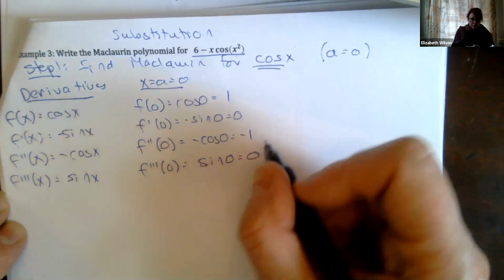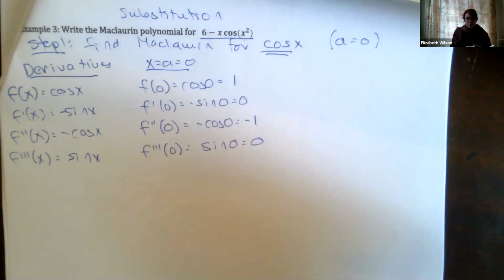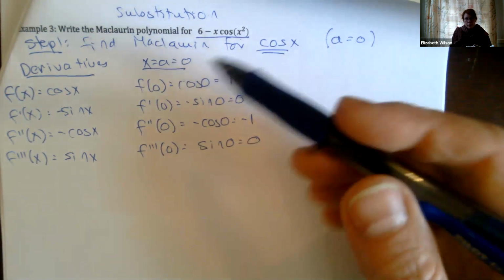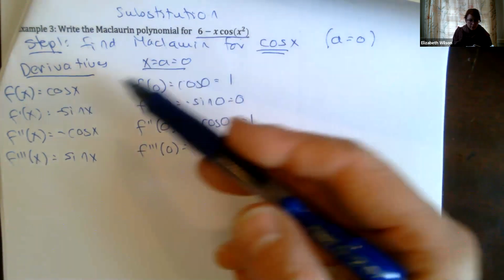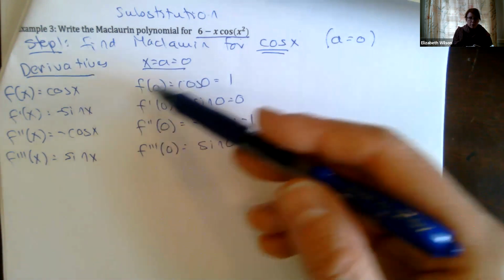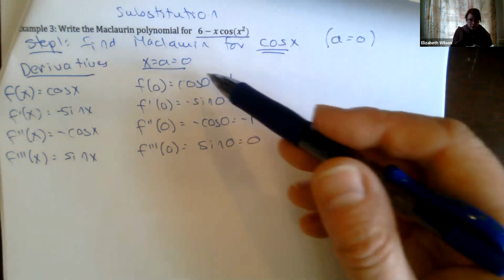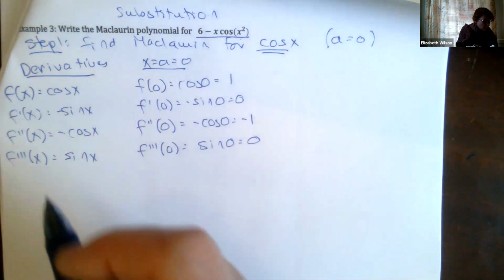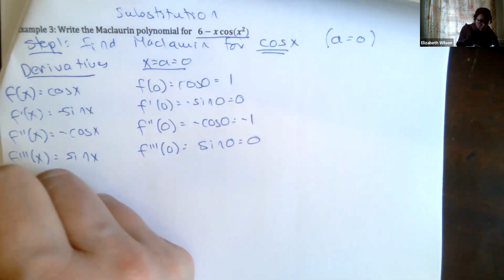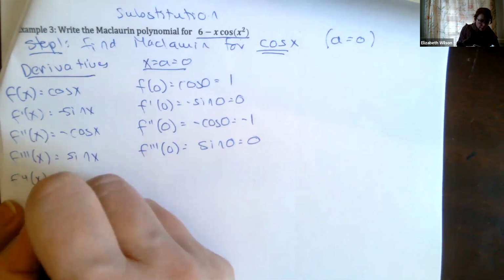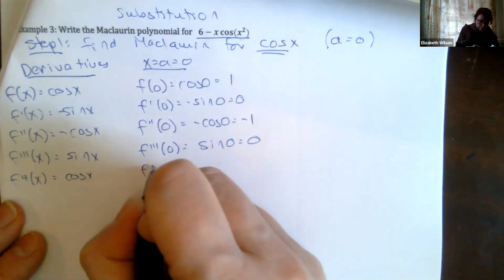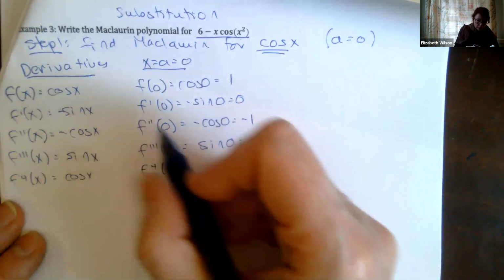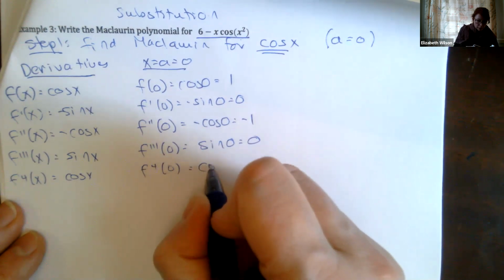Now, why am I doing this instead of just pulling out the Maclaurin series for it? Because on an exam, we're going to want to see that you understand the process. So go ahead and get in the habit of making this table for the derivatives and then evaluating that at your a value, whatever your a value is. Maclaurin a is always going to be 0. Let's do our fourth derivative. This is going to be cosine. See how it loops around to the beginning again. So cosine of 0 is equal to 1.